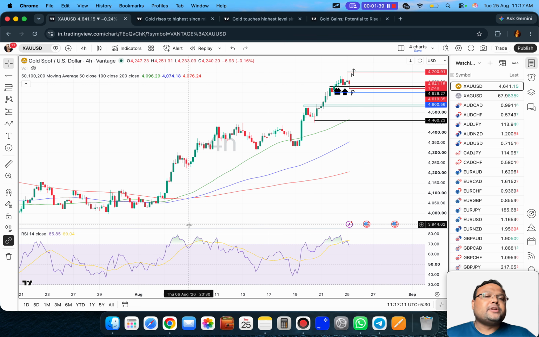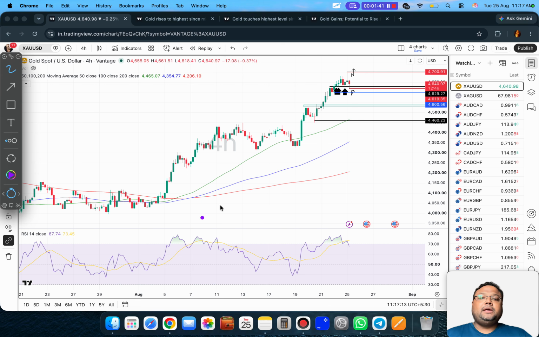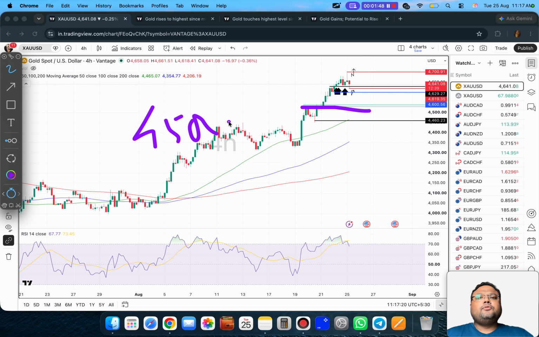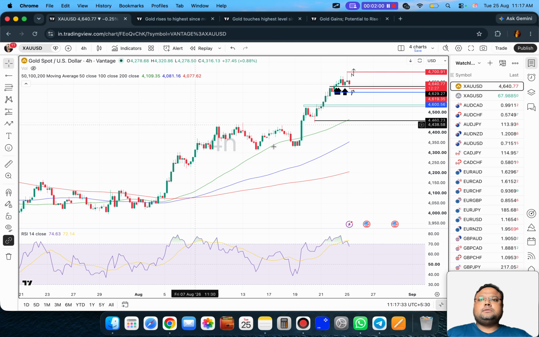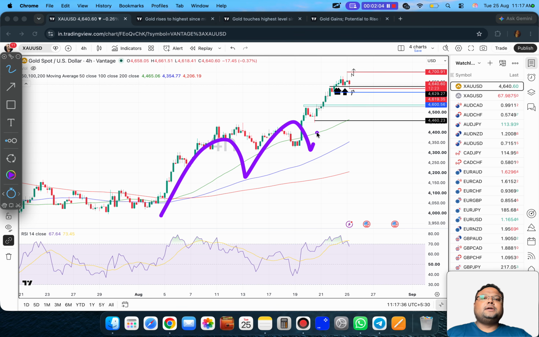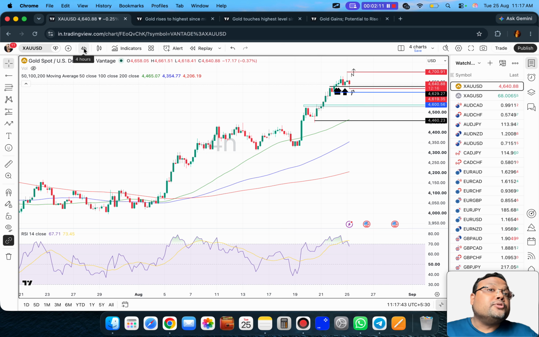So if you're a swing trader, then obviously it will be better for you to wait for 1 or 2 days, because this particular zone, for example, 4500, 4550 are the better levels where you can grab gold. These are better levels to trade as a swing trader because no market in the world goes up in a straight line. The market always moves in a zigzag pattern, and right now gold is standing at the top. So from a swing trader's perspective, this is not the ideal position to trade.